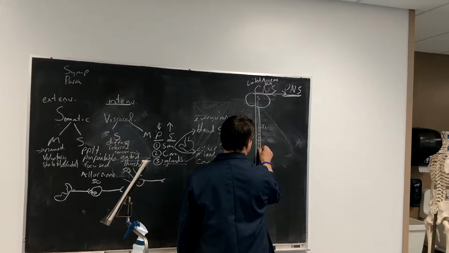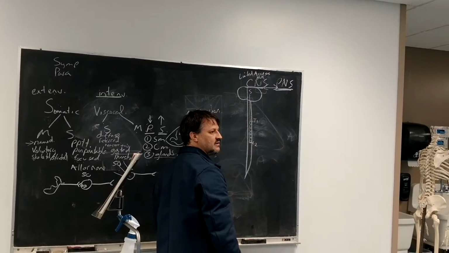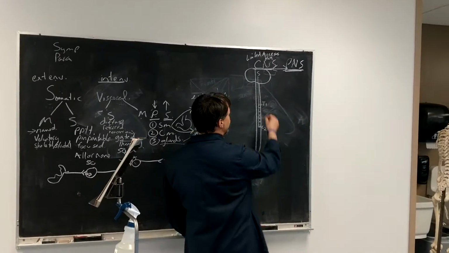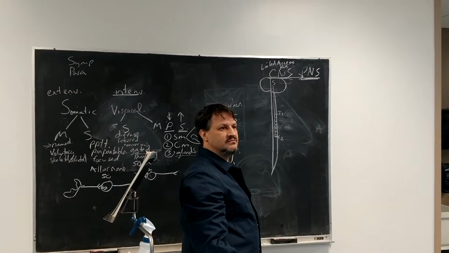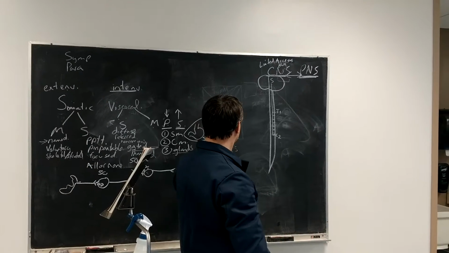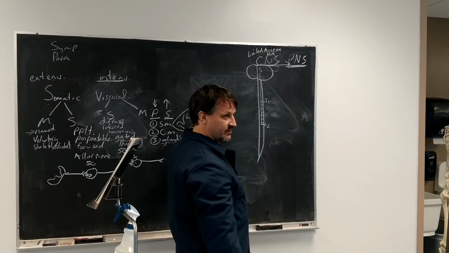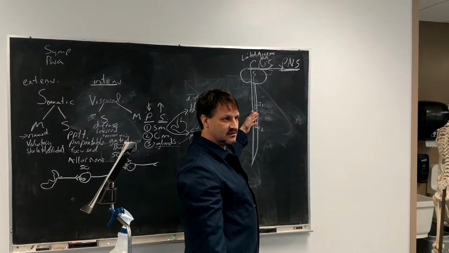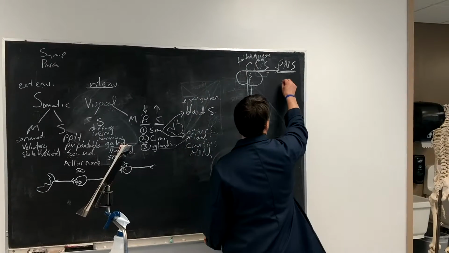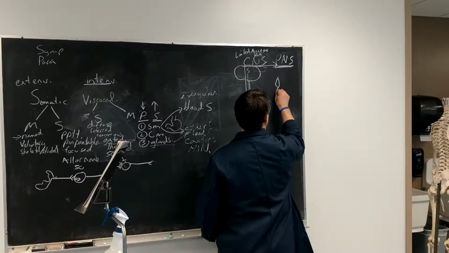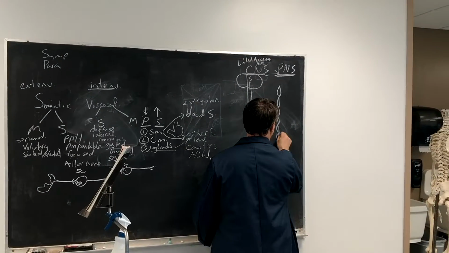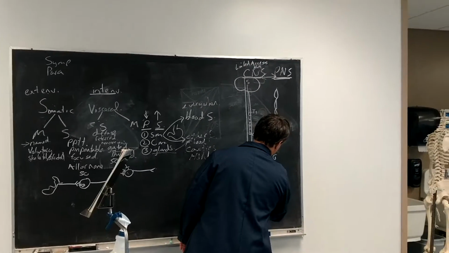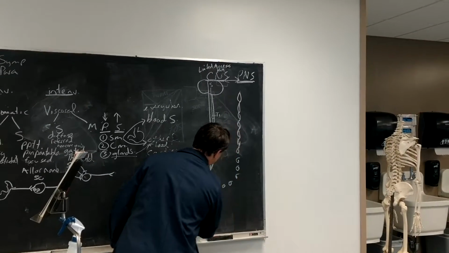Those are the only exits I have, between T1 and L2. But I'm sympathetic. What do I have to go to? And that's it. If I'm sympathetic, I have to go to blood vessels, and blood vessels are everywhere, so this is not going to cut it. So you set up a parallel running highway, the chain ganglia, called the sympathetic chain. Okay? And it goes all the way around.